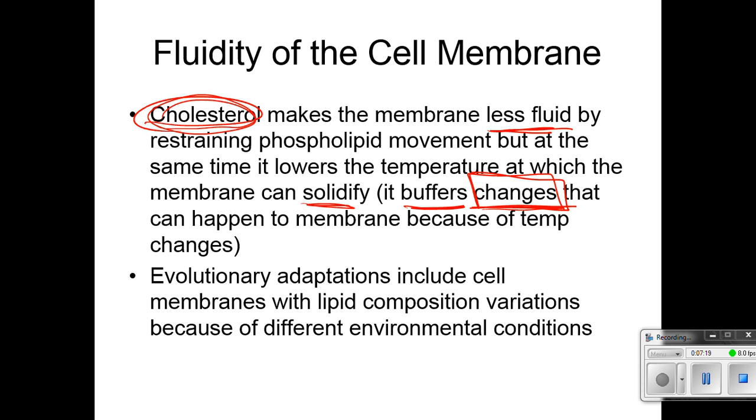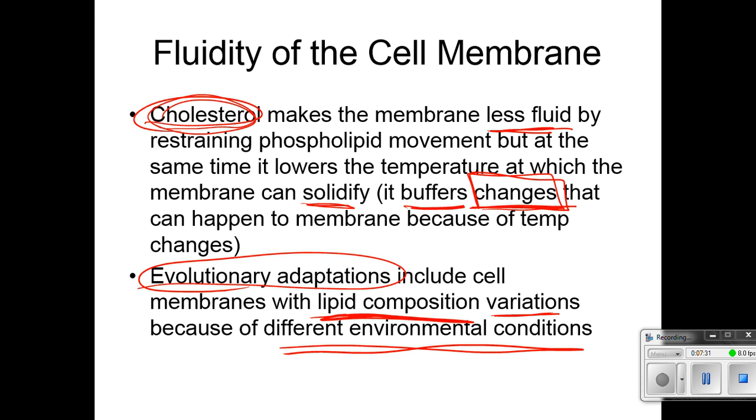Scientists have found that the lipid composition of cell membranes varies from species to species because of different environmental conditions. And that's just an evolutionary adaptation. The cell membrane may be more fluid or less fluid, depending on the species and how much lipid they have in there.